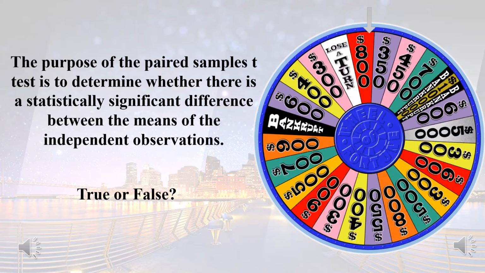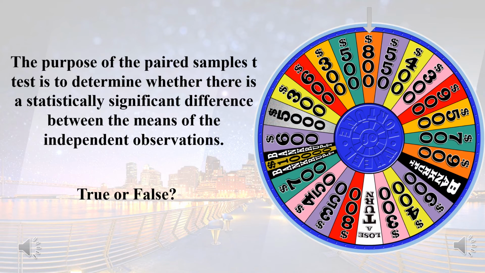Question number 1. The purpose of the paired samples t-test is to determine whether there is a statistically significant difference between the means of the independent observations, true or false.